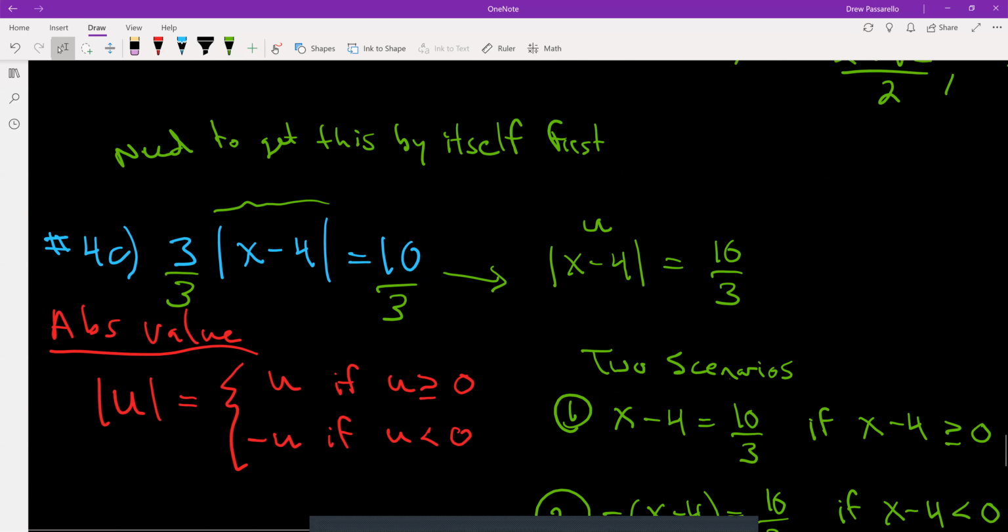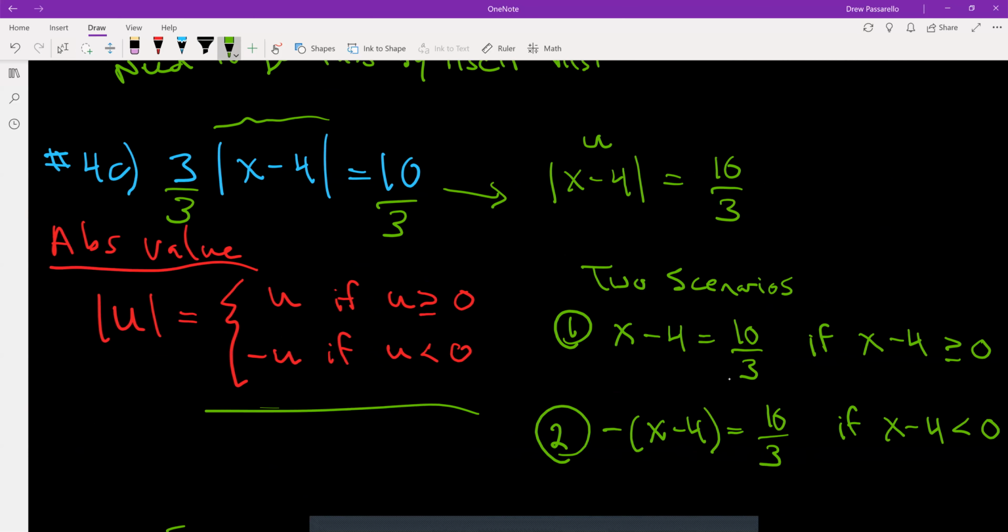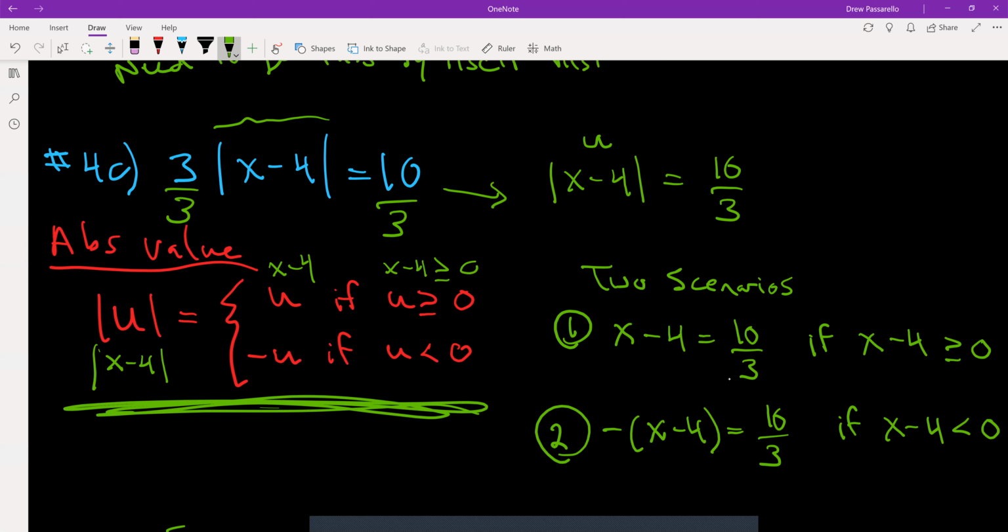And again, I used this definition. That's what absolute value is. Instead of u, I had x minus 4. That's where I had x minus 4 right here. My u is x minus 4, so that's greater than or equal to 0. And then negative, and then x minus 4, since u is x minus 4, is less than 0. All right, that's why I had those two scenarios, just by using the definition of absolute value.